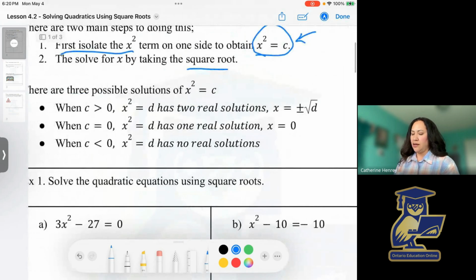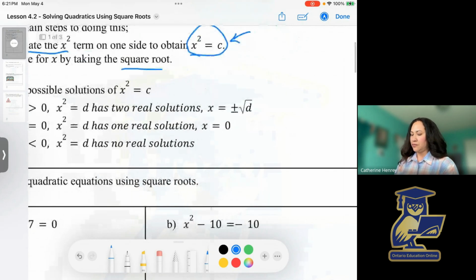So number one, if c, the constant, is greater than 0, then we take the square root of it. We have a positive and negative root of c. If c is equal to 0 and we take the square root of it, then there's only one solution for x, and it is x equals 0. And if c is less than 0, then we have no real solutions because c would be negative, and we can't take the square root of a negative.